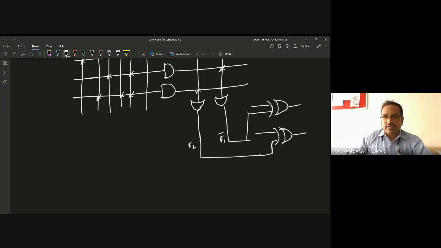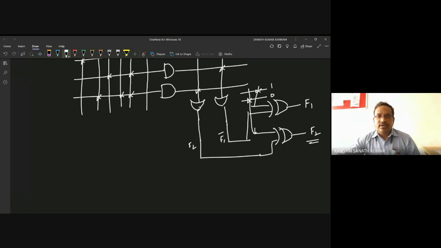Given to this program. Okay. So that means this is 1 and this is 0. Okay. So F1 is connected to 1. Why? Because you need a complemented form, and F2 is connected to 0. You need the true form. Okay. So that means you are getting here F1 and F2. Okay. So like this you need to implement the given function by using the K-map.